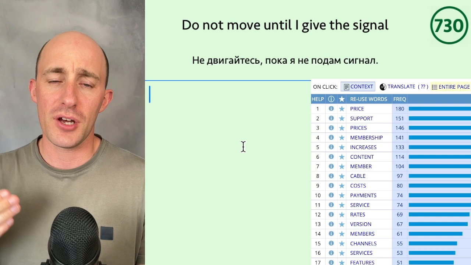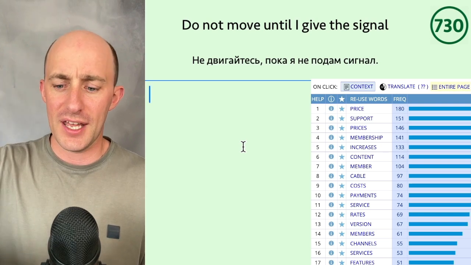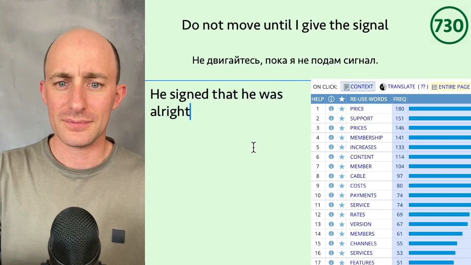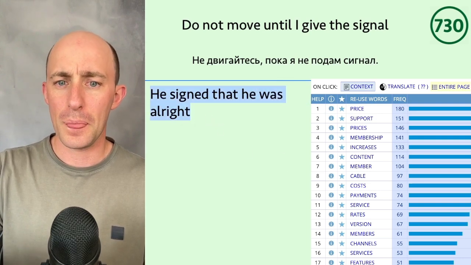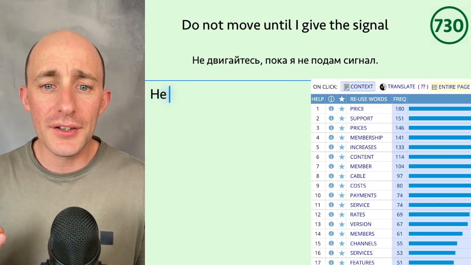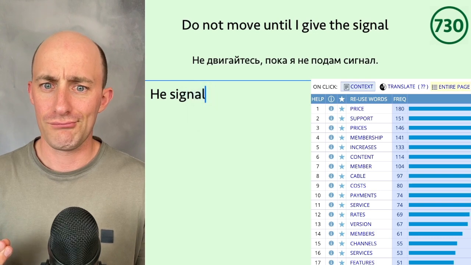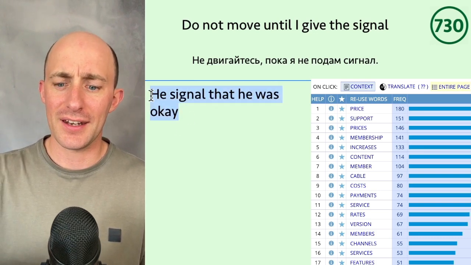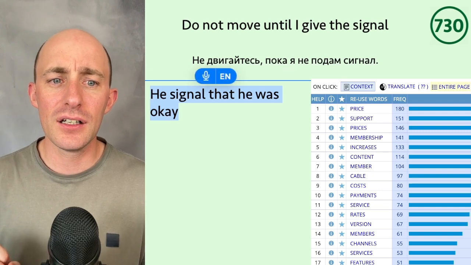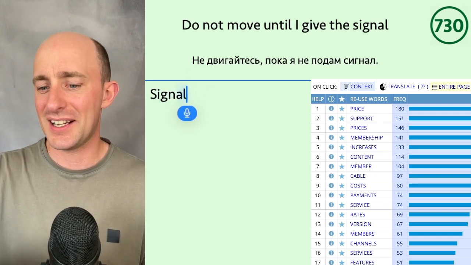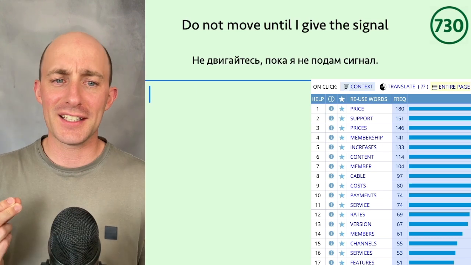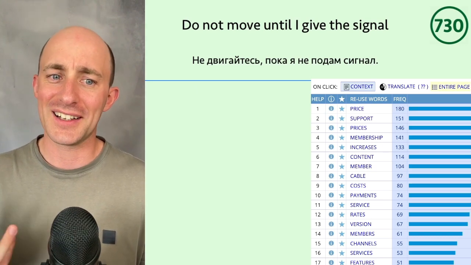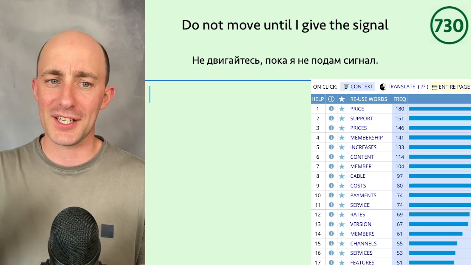Signal is also a verb. You can signal to somebody. He signaled that he was all right. Not signed. Try again. He signaled that he was okay. Try again. He signaled. I can't do it. It doesn't work. Never mind. Signaled. See if you can make your computer type the word signaled. I can't do it. But to signal is also a verb.